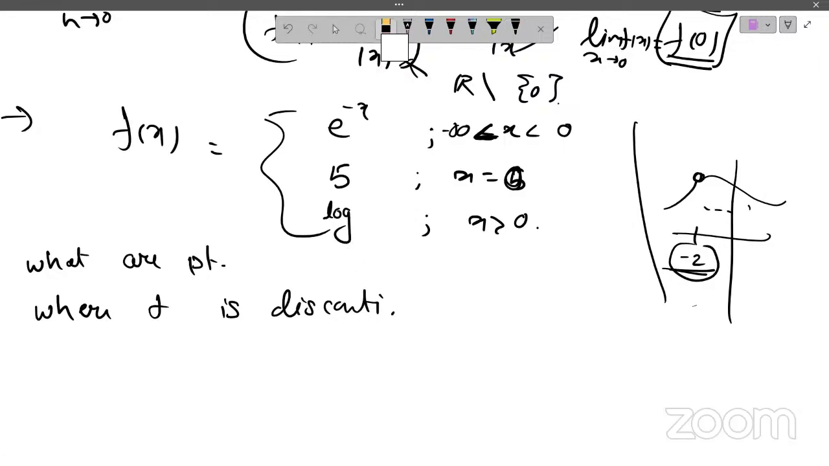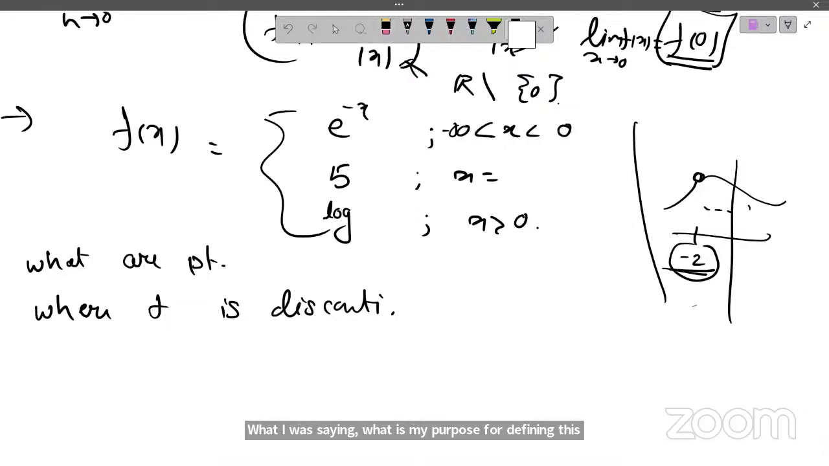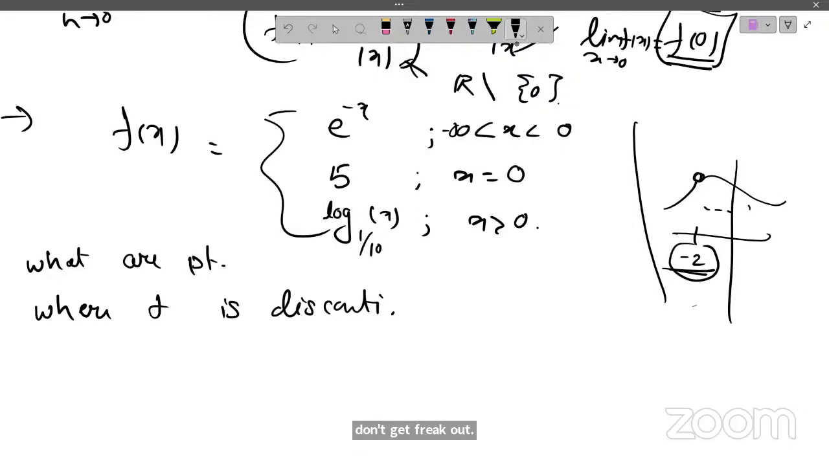What I was saying, my purpose for defining this question is that if you get any complicated example, don't freak out. Just try to make a graph and then decide the points where the function is continuous, discontinuous, limit exists, won't exist, increasing, decreasing, all those kinds of things. Just don't freak out seeing the expression, thinking oh, this is so big, okay? Or we can continue with solving those also.